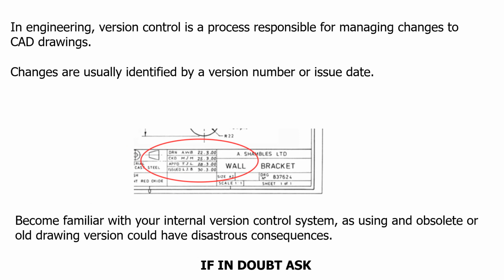Version control. In engineering, version control is a process responsible for managing changes to CAD drawings. Changes are usually identified by a version number or an issue date. Become familiar with your internal version control system, as using an old, obsolete drawing version could have disastrous consequences. Remember, if in doubt, ask.